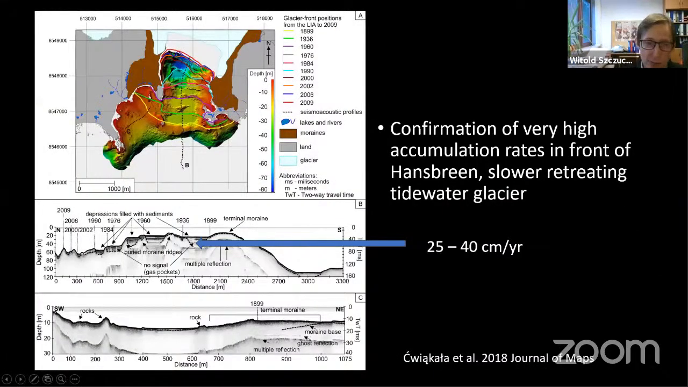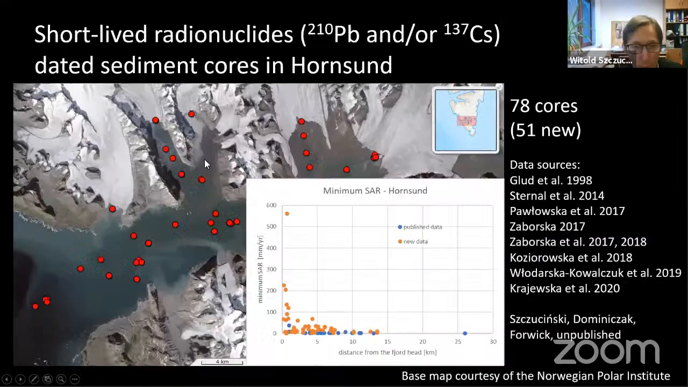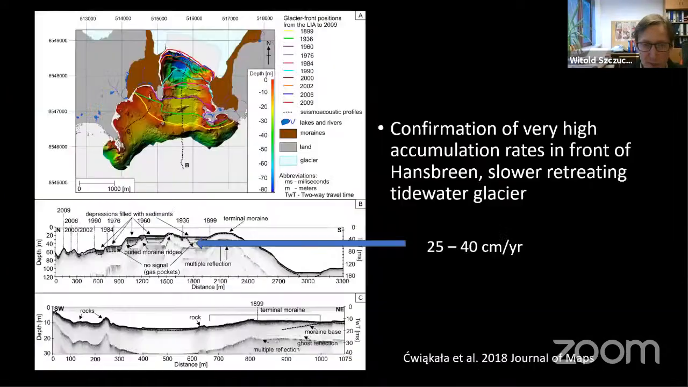It is confirmed also by other evidence. So for instance, one of the glaciers right here, Hansbreen, about which I presented data on suspended particulate matter before. We have exact knowledge about retreat positions of this glacier, and we know also details about bathymetry and some seismic data. There are several basins which are filled with sediments. And from the thickness of the sediments, it seems that an accumulation rate in the order of 25 to 40 centimeters a year in these proximal basins is something which is really likely. So it is in accordance with the data we got from other sources.